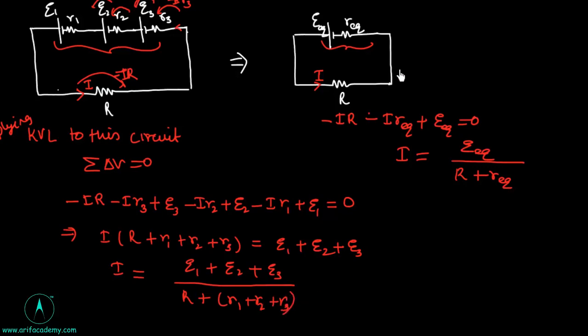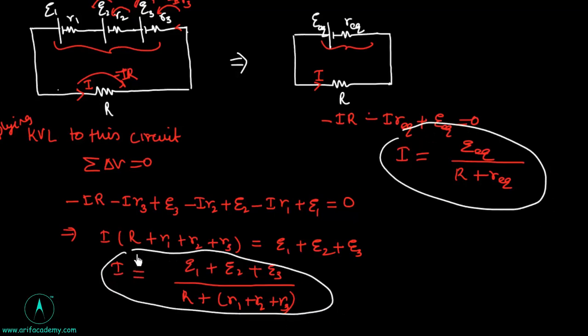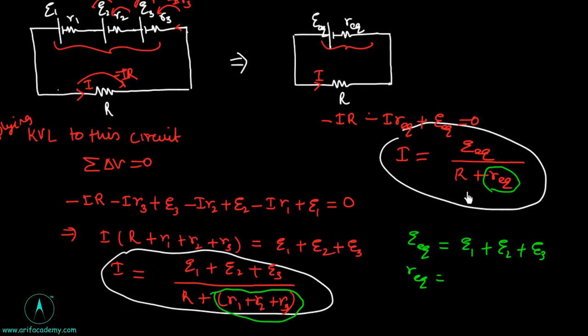So comparing these two equations, we can write that E equivalent is E1 plus E2 plus E3, while R equivalent is, we see this is R equivalent and it is equal to this one, because R is the same here, so the rest is R equivalent, so this equals R1 plus R2 plus R3.